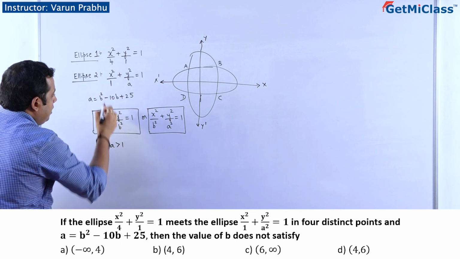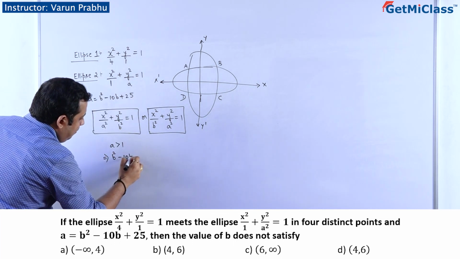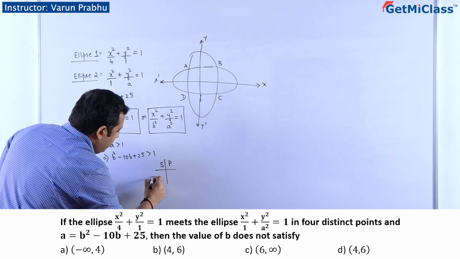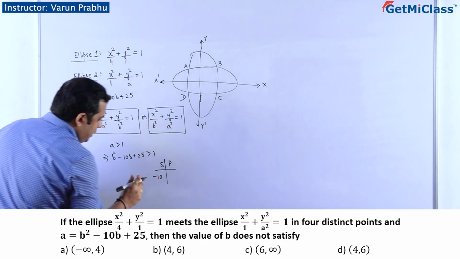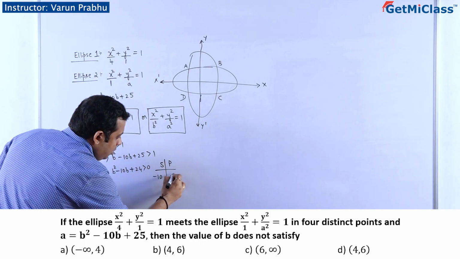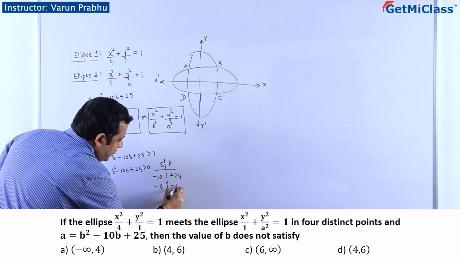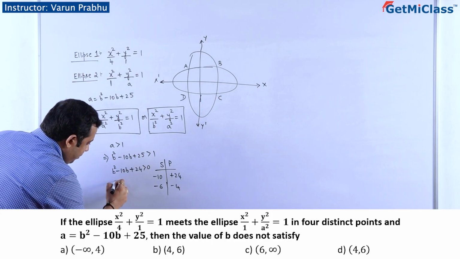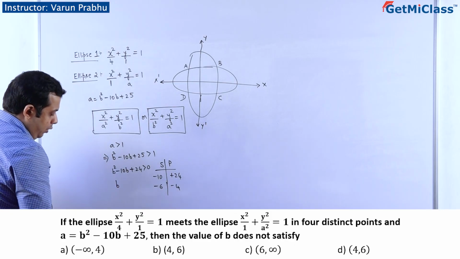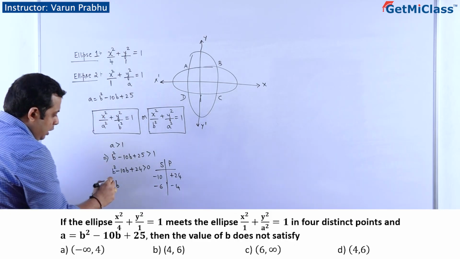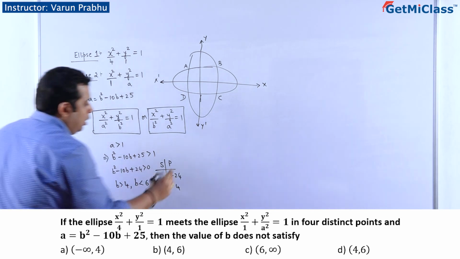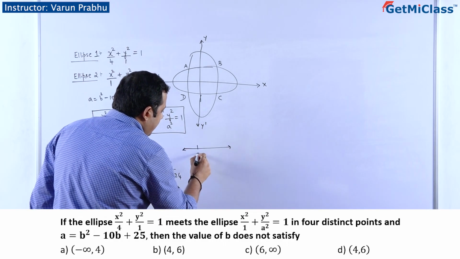So this implies that a, which is nothing but b square minus 10b plus 25, should be greater than 1. So take the sum and the product: b square minus 10b plus 24 should be greater than 0. It is nothing but minus 6 and minus 4. So b must be equal to 6 and 4. So what are the values that we get now? 6 and 4. So b must be greater than 4 and b must be less than 6. How do you decide? 4 and 6 you will get here.